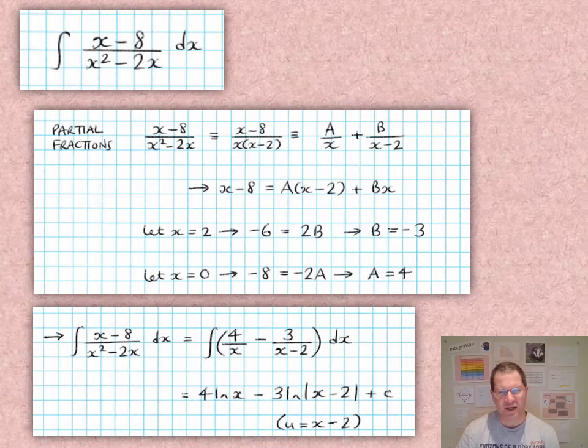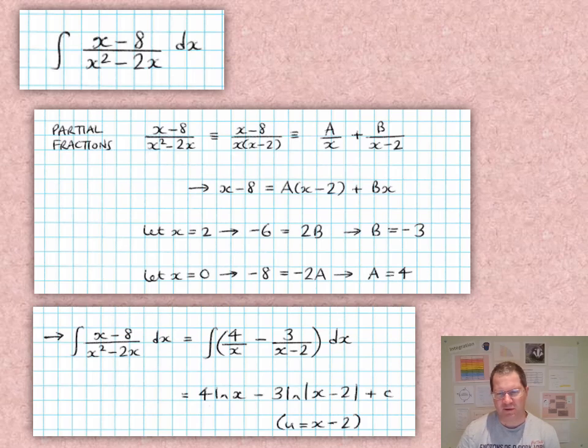Multiplying through by x(x minus 2) gives us x minus 8 on the left equal to a times (x minus 2) plus bx. If we let x equals 2, then our a term will vanish and we'll get negative 6 equals 2b, hence b equals negative 3. And similarly, if we go back to our expression and use x is 0, that gives us negative 8 equals negative 2a, from which a equals 4. So our fractions are 4 over x, take away 3 over x minus 2.